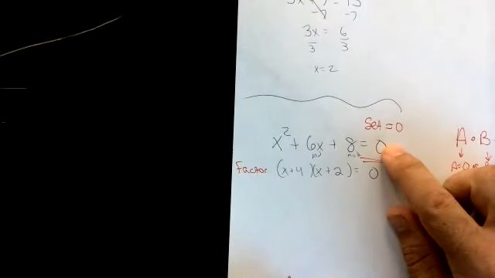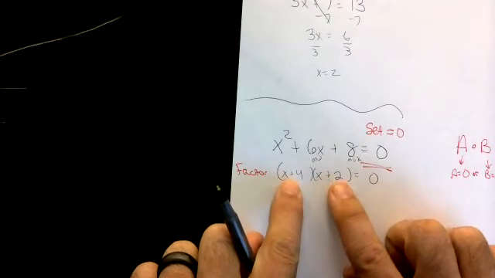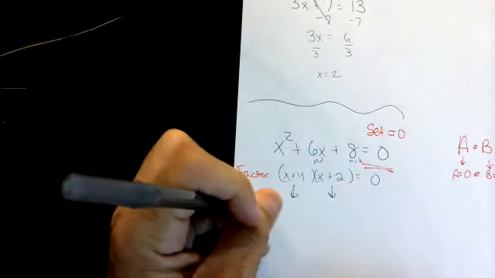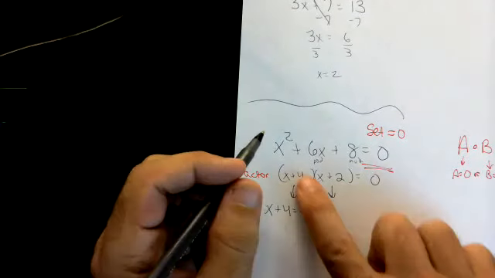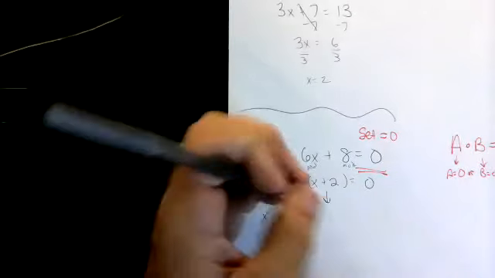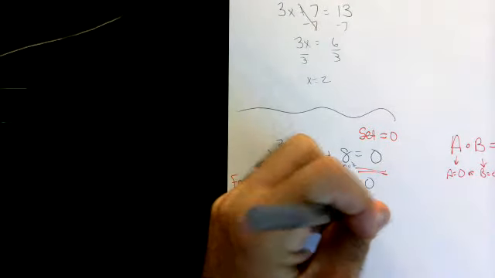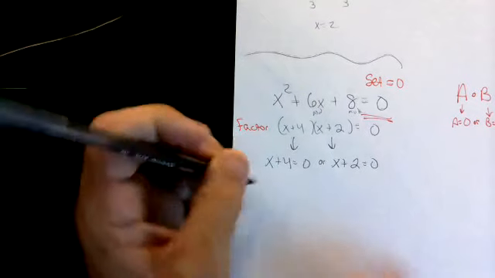So step 1, set the whole thing equal to 0. Step 2, factor. Once you have it factored, this is now your A and your B. So set those equal to 0. So either x plus 4 equals 0 or x plus 2 equals 0. Then solve.